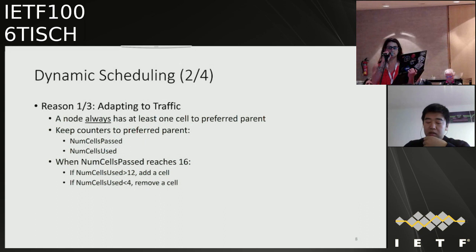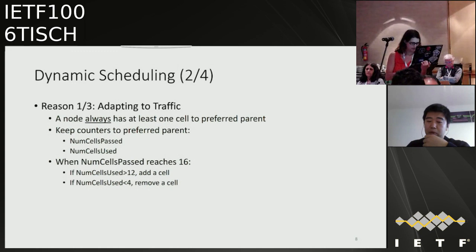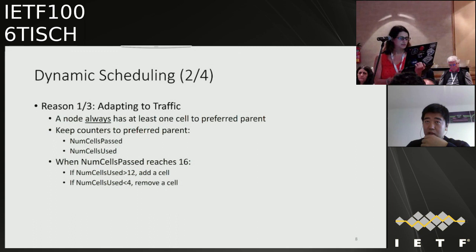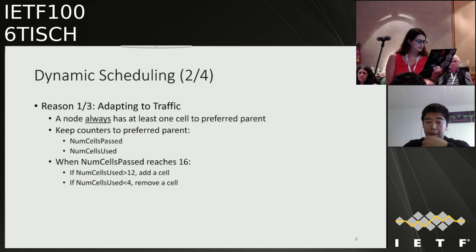The 6 is a number which can change. The main reason is that once 75% of the cells are used, we add a cell, and if less than 25% of the cells are used, we remove a cell. So 16, 12, 4 is a relative number. It's not arbitrary. It's well tuned depending on the experiment results. Okay, thank you.